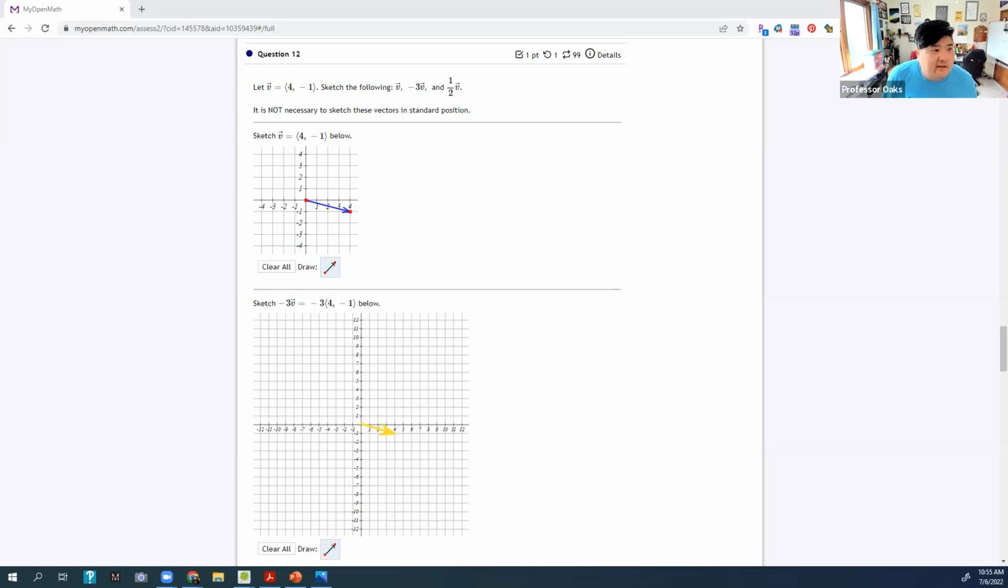But if I want -3 times that vector, then I actually need to take that vector.